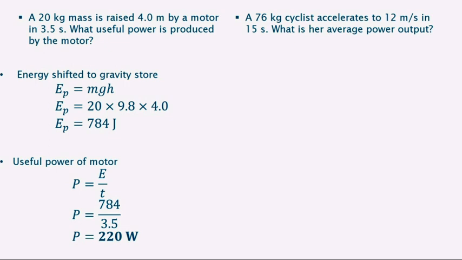That's the example. Here's your problem. So a 76 kilogram cyclist accelerates to 12 meters per second in 15 seconds. What's her average power output? Don't get thrown by the word average there. It's just because it's a human here, and so it might be a bit higher power to start with and a bit lower later on. If you're getting asked for an average there, you just do the calculation as if the power was constant.